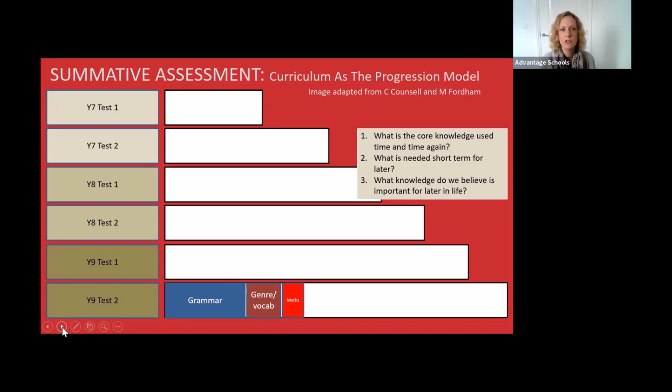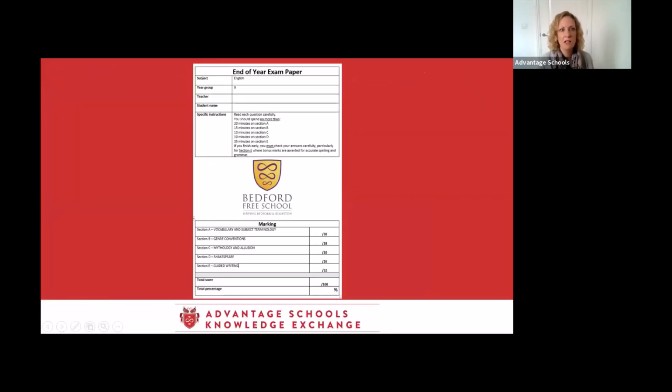So I might make sure that I've got a part in there just to check they've remembered those details. So going through that process, you can see how you might start to sketch out what your assessment model actually looks like. And you might end up with something a bit like this, where you've made your decisions, you've made your bets on the things that you think are worth assessing in year 9.